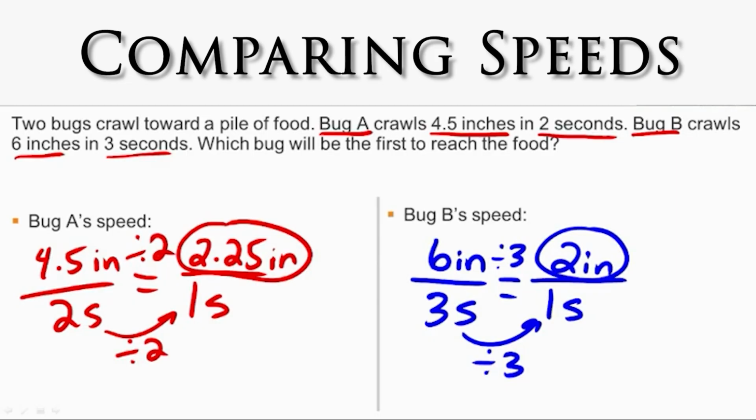Now we're going to compare the two unit rates of speed. Bug A is at 2.25. Bug B is at 2. Which one is greater? It's bug A. So bug A will get to the food first.